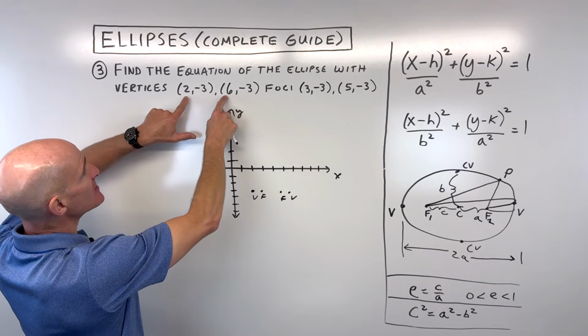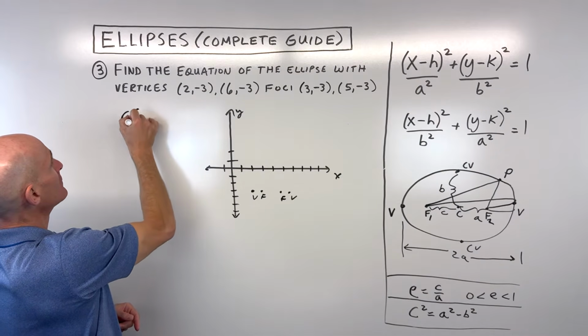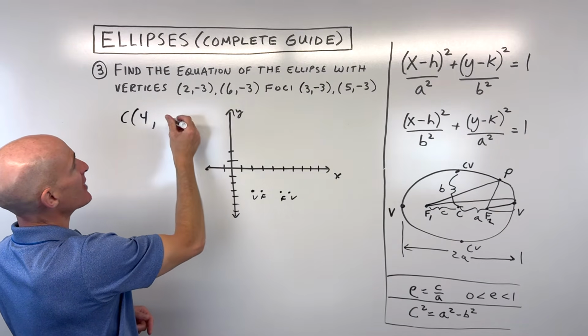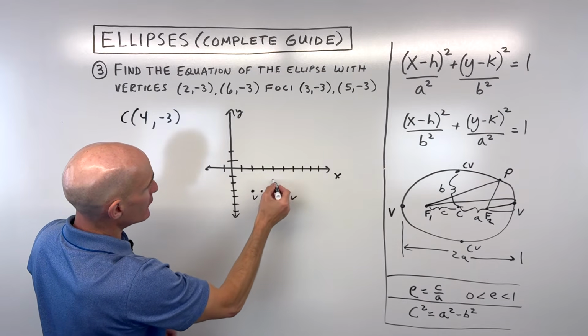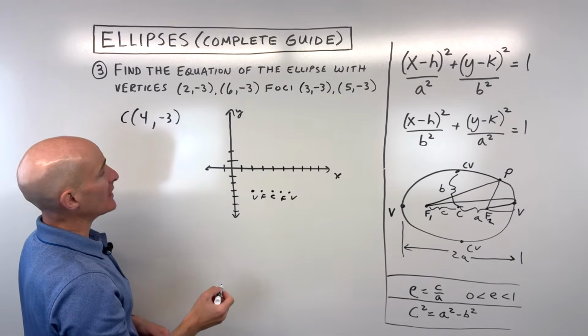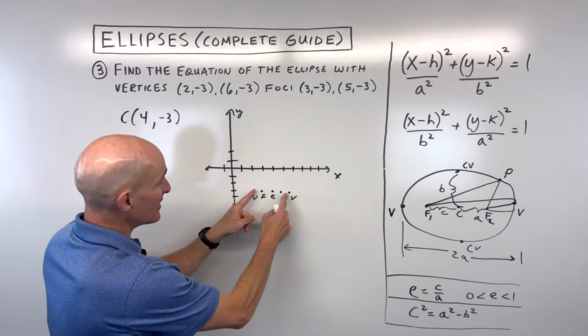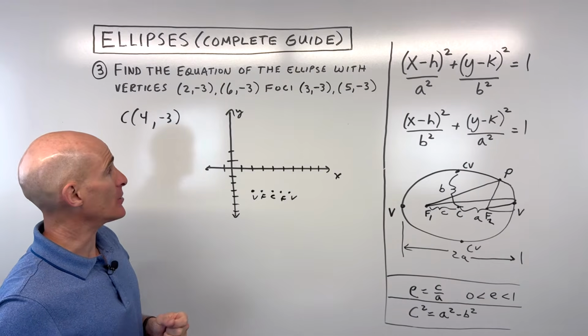So let's do that. 6 plus 2 is 8, divided by 2 is 4. Negative 3 plus negative 3 is negative 6, divided by 2 is negative 3. And you can see here that our center is at (4, -3). Now, sometimes you can just count and find that midpoint, count to the middle. But the midpoint formula comes in handy here.